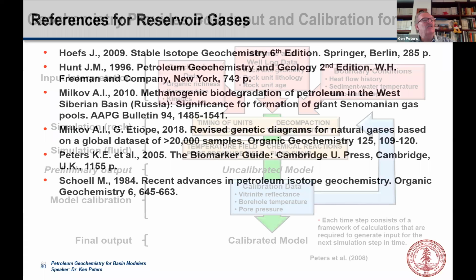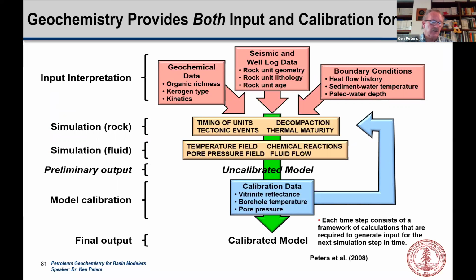So in review, we've had 6 lectures now. All of these have focused on really the importance of geochemistry as both input and as a calibrant in basin models. And you see this figure that we had in our very first lecture. Geochemistry is really important in the input here: the kinetics, the organic richness, the kerogen type. And then we use the geochemistry here to calibrate the models. We can use vitrinite reflectance or other calibrants to calibrate that model and iterate the results here. So we have a model that is calibrated and is useful for our predictions.